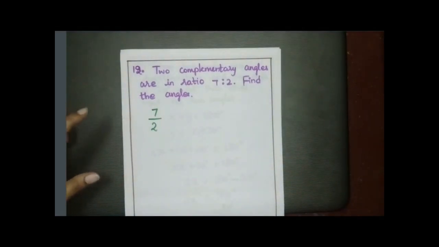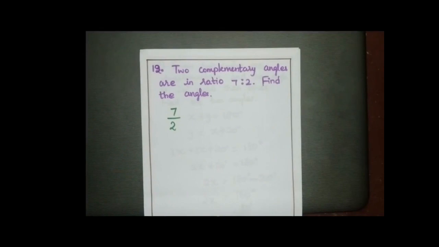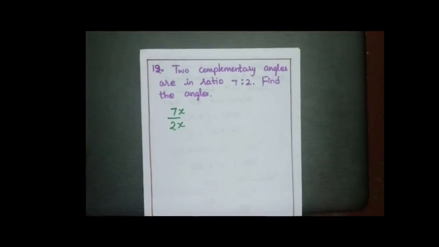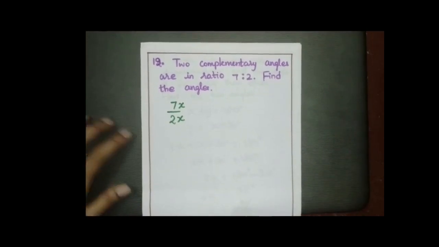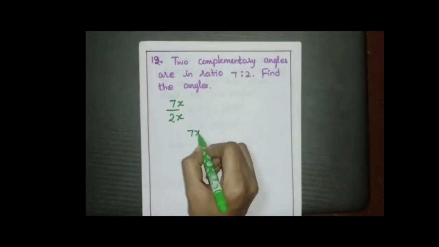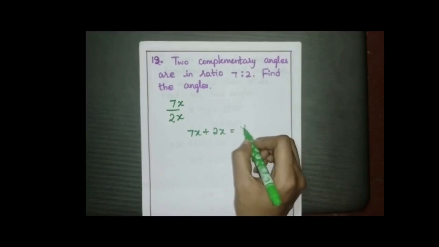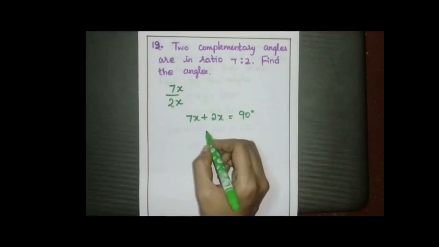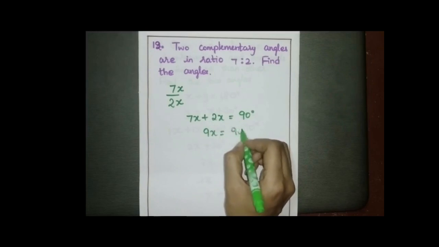So I can write this in fraction. Also ratio is expressing one factor in terms of the other, that is the multiple of other. So I can write this as 7x and 2x. Complementary angle means 7x plus 2x will give 90 degree because complementary. So 7x plus 2x I will get 9x equal to 90 degree.